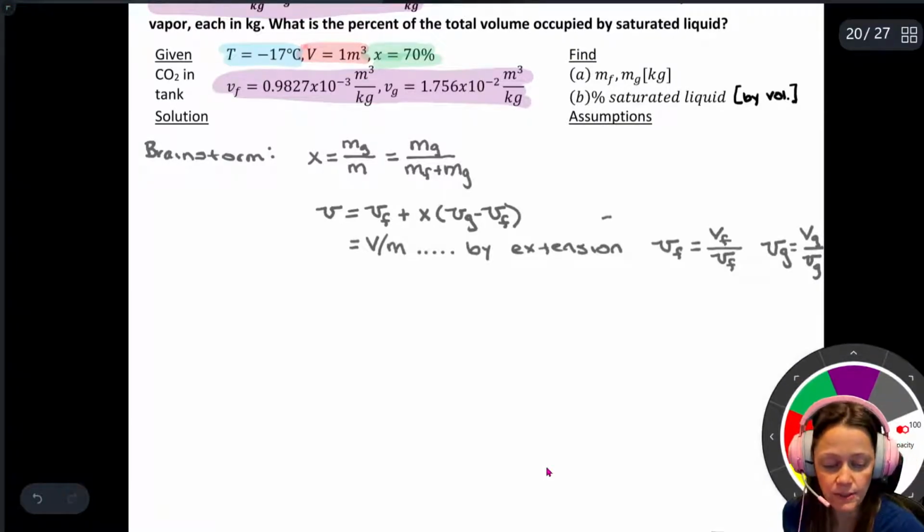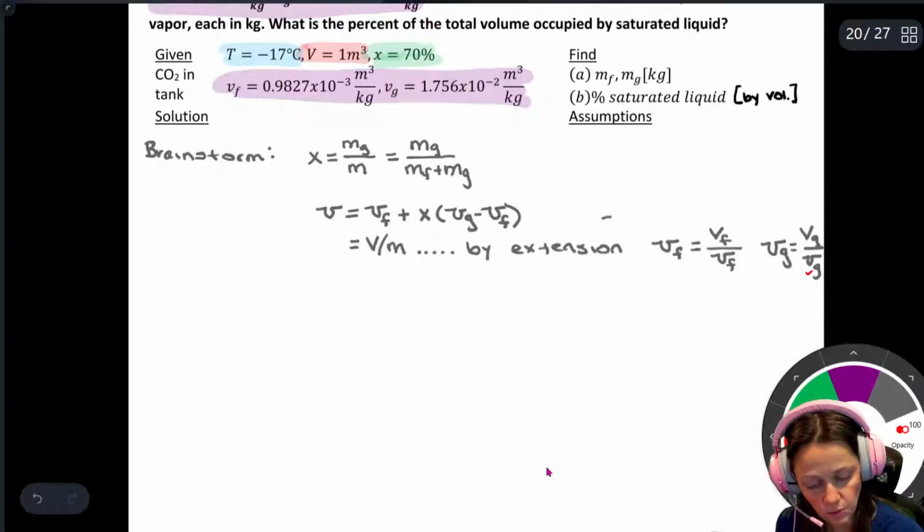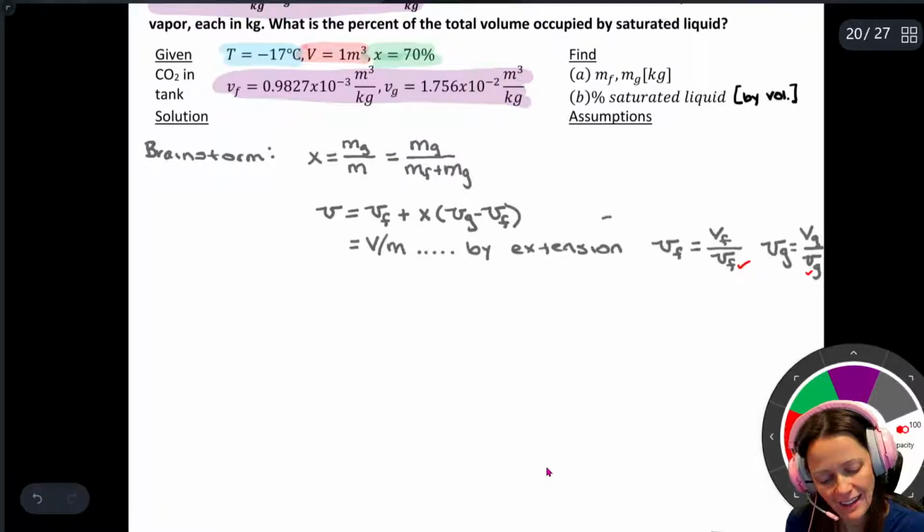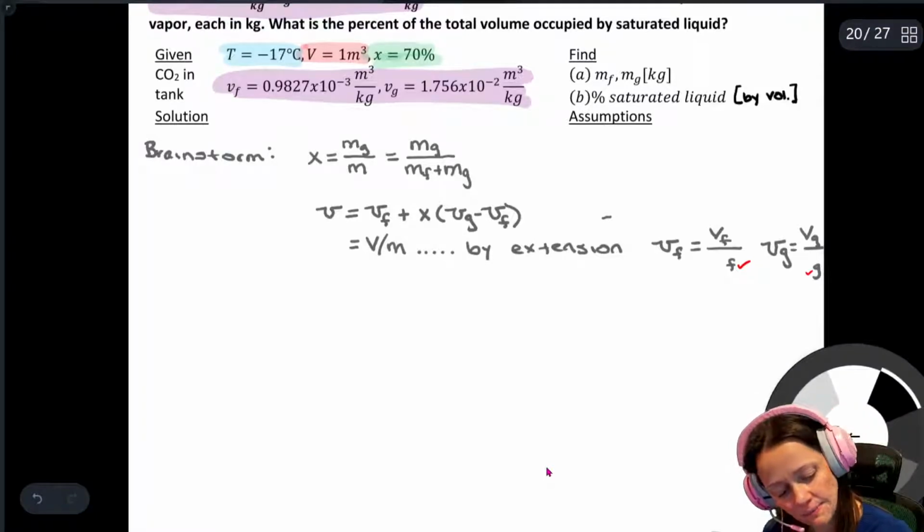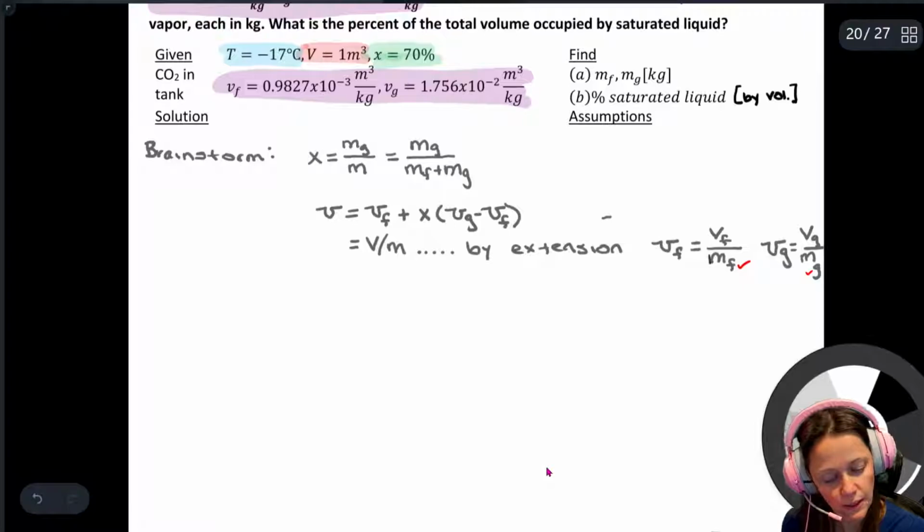So like I have some of these things, right? I got those V sub F. Oh, somebody's going to call me on that. It's the mass. That's the mass of the saturated. Yeah, there we go. That looks better. Somebody was probably like, what?